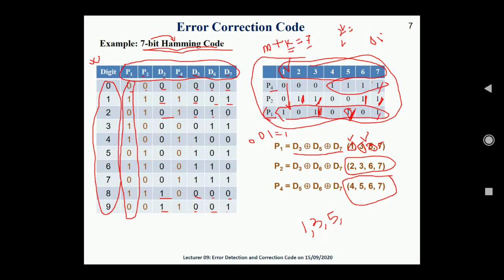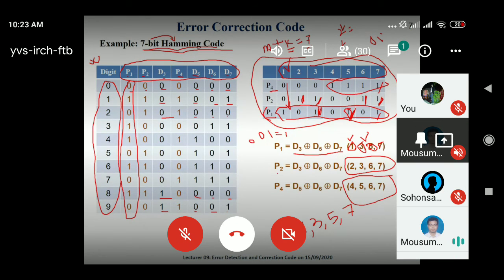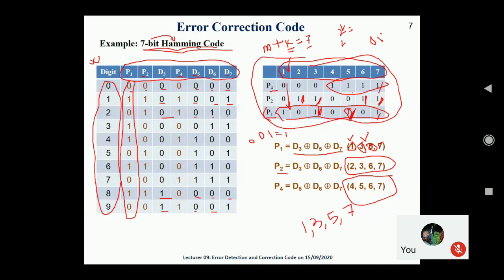Next one, this one is 7. Because 6 is 0, so we cannot consider 6. That means 0 means that particular column is deactive, and 1 means active. So 7 means that particular column 1 is active. So it is 1357. Are you getting my point? So we are getting P1 as 1357. Similarly, for P2 we are getting 2367 from this particular table, and for P4 we are getting 4567.